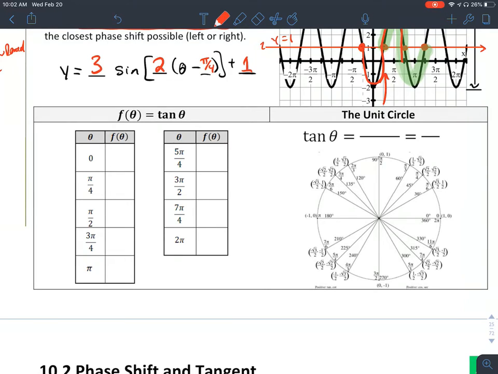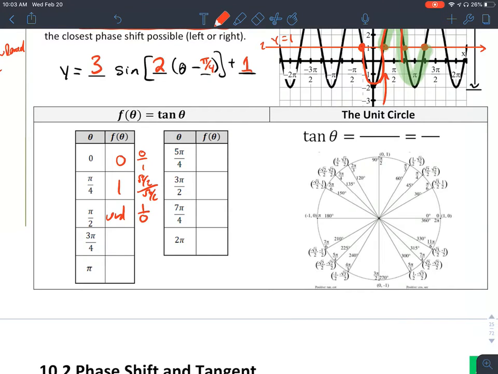So if tangent is this function f here, tangent of 0 is y over x. That's 0 over 1, which is 0. Tangent of pi over 4, that's going to be square root of 2 over 2 over square root of 2 over 2, which is 1. Getting all this from the unit circle. And then tangent of pi over 2 is going to be y over x. That's 1 over 0, which is undefined.